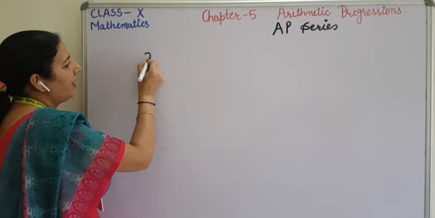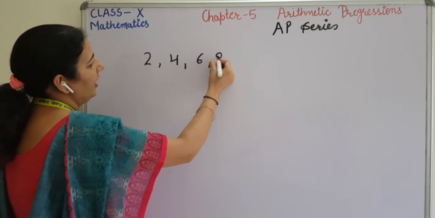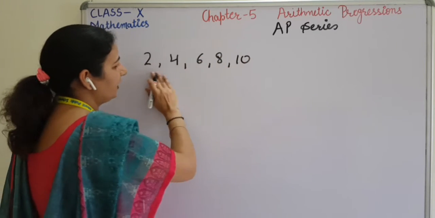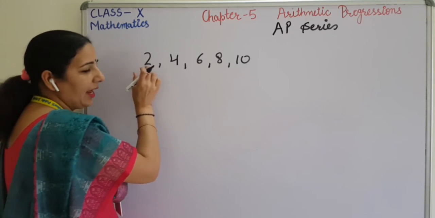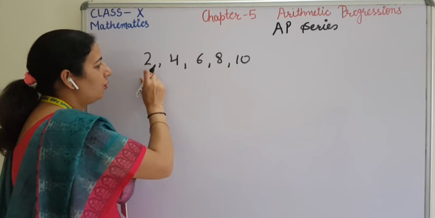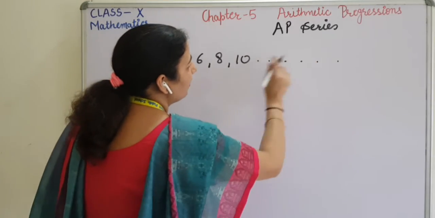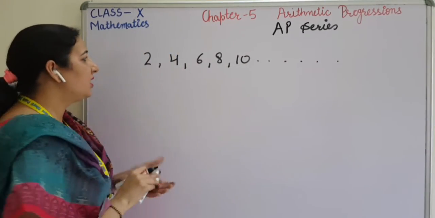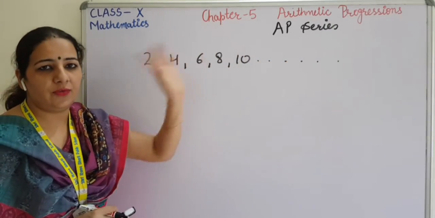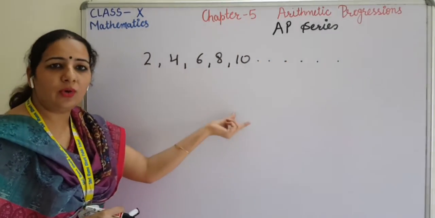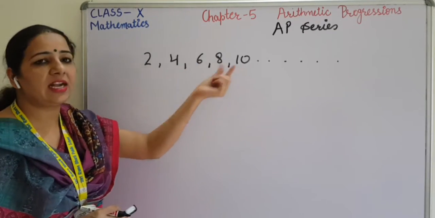See, if I write the table of 2: 2, 4, 6, 8, 10, and I just have stopped here. It means there are 5 multiples of 2, the table of 2 till 5. But if I write dot, dot, dot, what is the meaning of this dot, dot, dot? It means these numbers will go till infinity, by adding 2, 2 and 2. There is a special series we have observed here, 2, 4, 6, 8, 10 and so on.